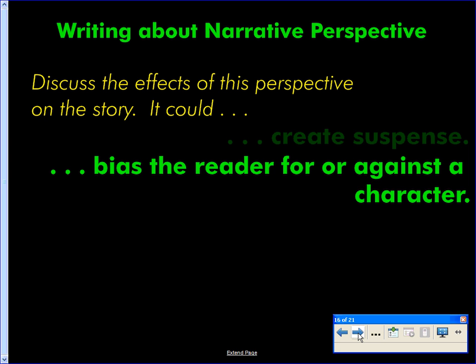The perspective could bias the reader for or against one of the characters. So not only can you create anxiety, but you could also create bias. Sometimes bias is good, sometimes bias is bad, and I'm sure you have an example from the literature that you've read where a character might bias you, the reader, against somebody in the story unnecessarily.